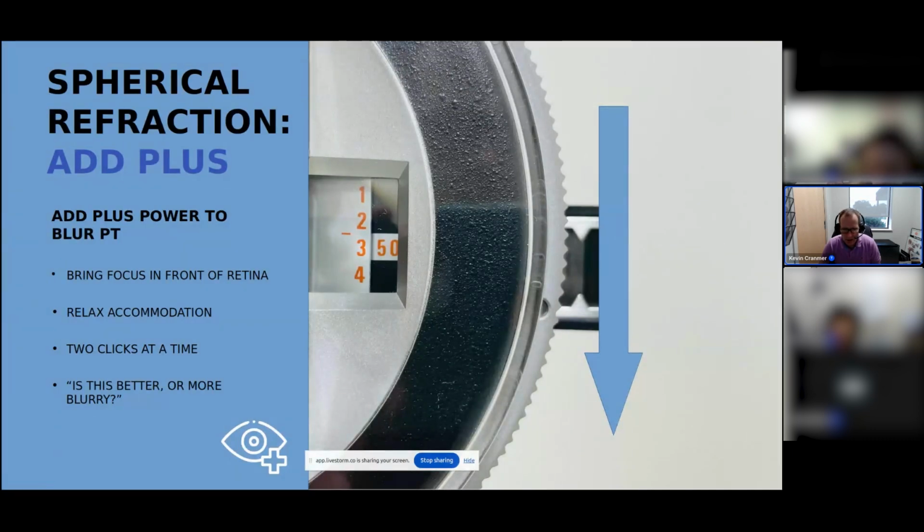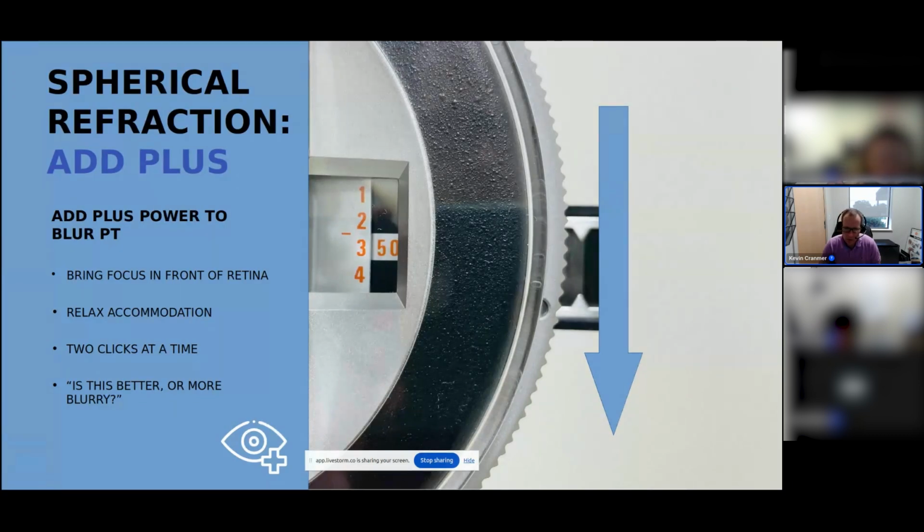If you add some plus power by moving that knob down, and they don't notice that it's more blurry, they're indecisive, they say, oh, I'm not sure if it's better or more blurry, then you're relaxing their accommodation. Once you hit the point where they can't relax their accommodation anymore, it's going to start to get definitely blurry for them. It's hard if you only move it down one click at a time. All of the knobs on the phoropter change power in 1/4 diopter steps.